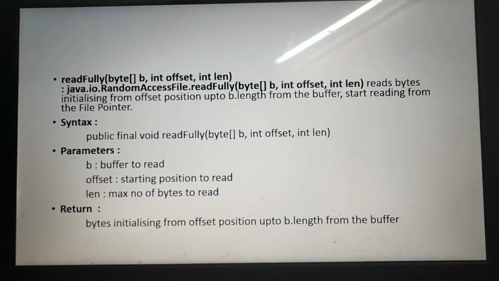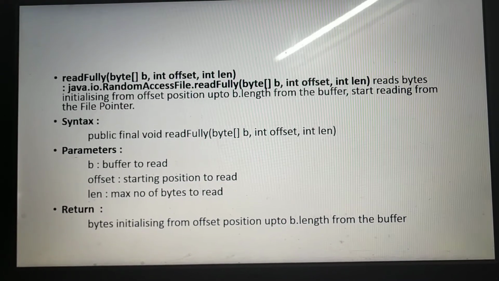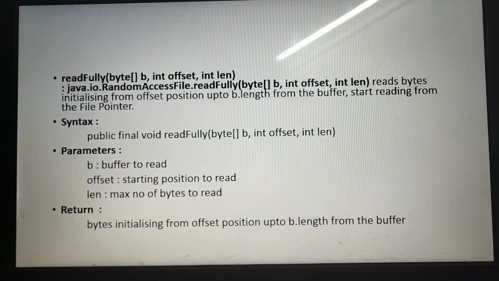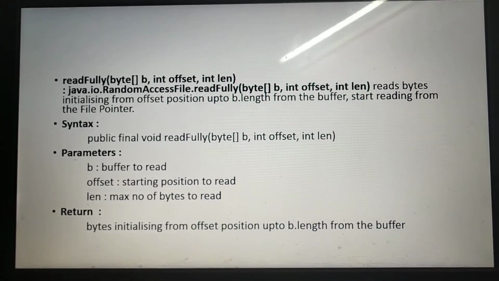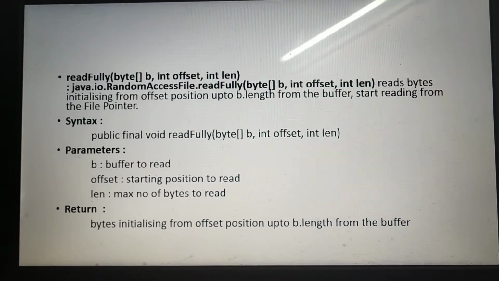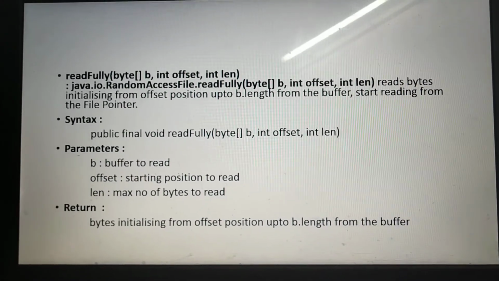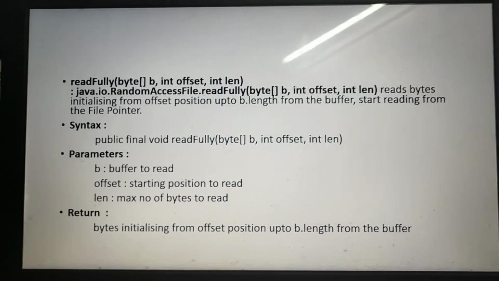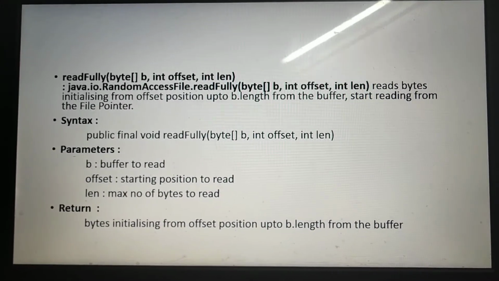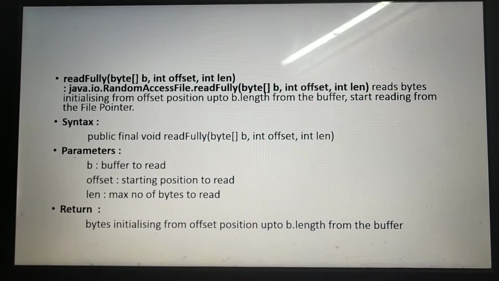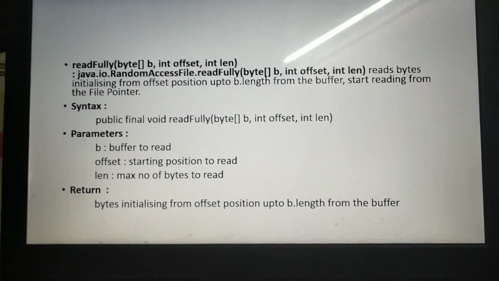The next function is to read bytes starting from the offset position up to the b length into the buffer, starting from the file pointer. We have to use the function called readFully with 3 input parameters: byte, offset and length. Byte refers to the buffer to read into, offset refers to the starting position to read, and length refers to the maximum bytes to be read. It returns bytes starting from the offset position up to the b length into the buffer.